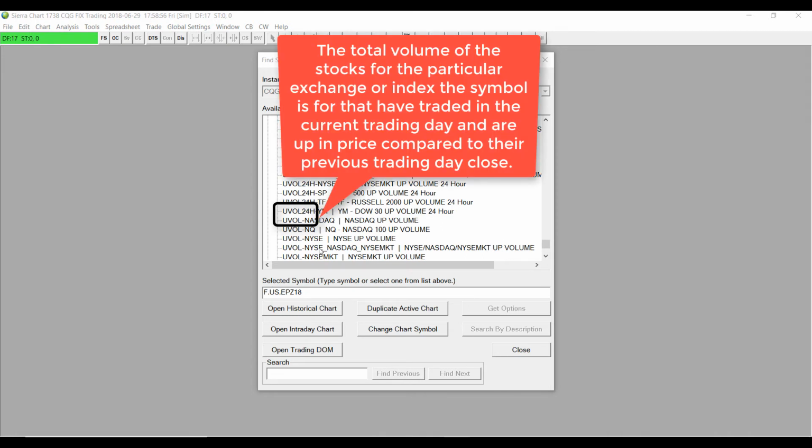Now that you have that knowledge out of the way, the definition for the UVOL is the total volume of the stocks for the particular exchange or the index the symbol is for that have traded in the current trading day and are up in price compared to their previous trading day close. And this is also reported in 1000s.